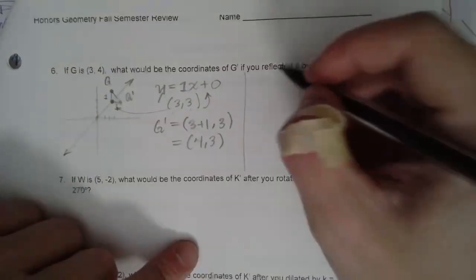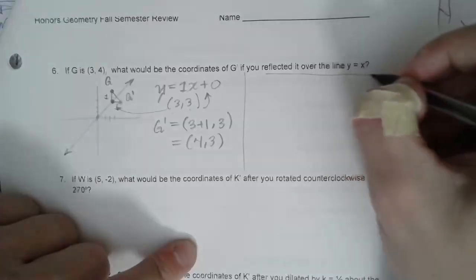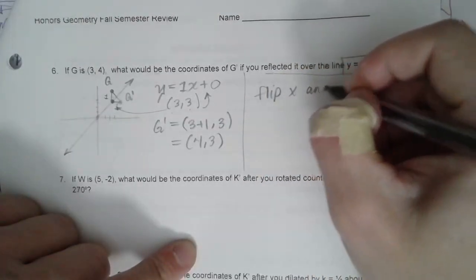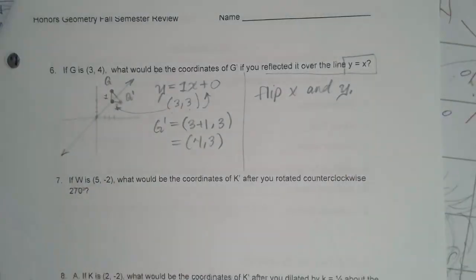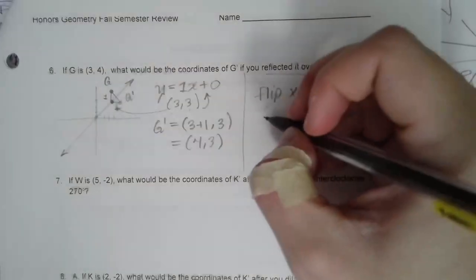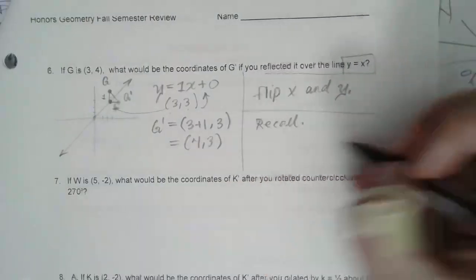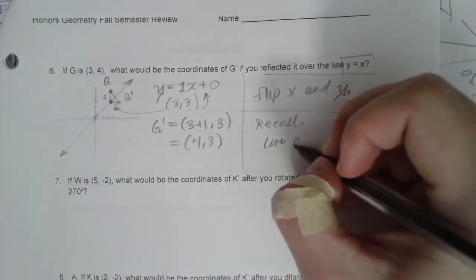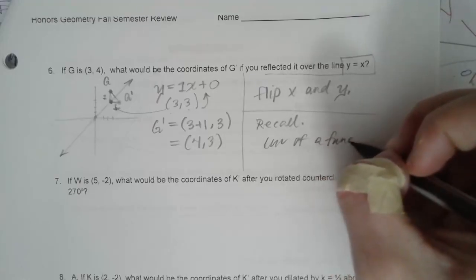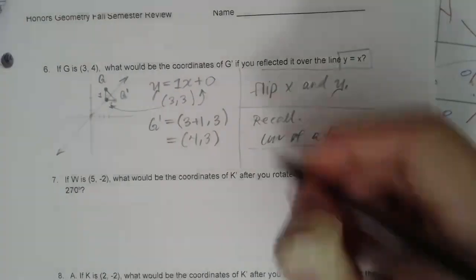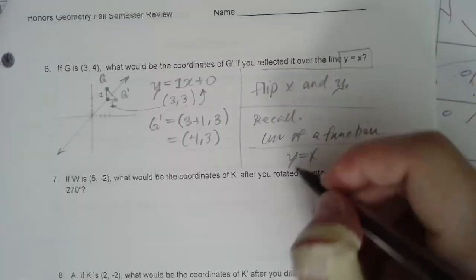All right? The trick is, when you reflect over the line y equals x, you flip x and y. You flip the points x and y. This is why, like the inverse of a function, and to remember this, recall from Algebra 1, the inverse of a function can be reflected over the line y equals x, right? That's what we're saying here.